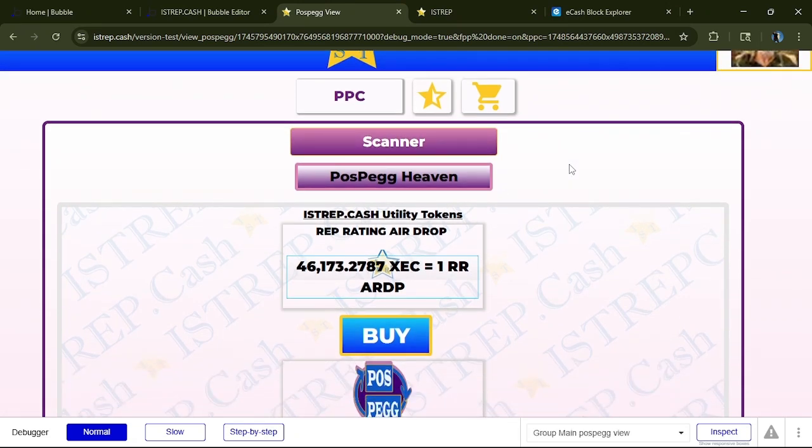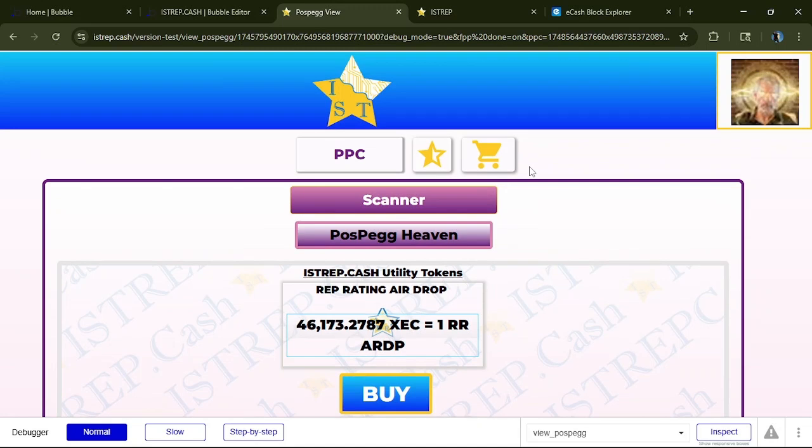Hello, everyone. This is Tycoon Wibby for ISTRep.cash, and today we will be going over how to set up the tier structure so you can start listing products.